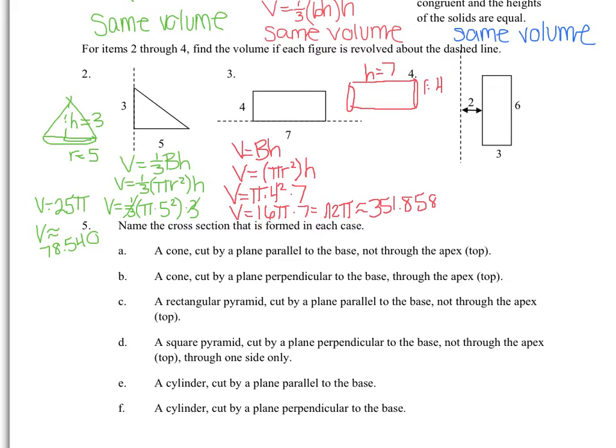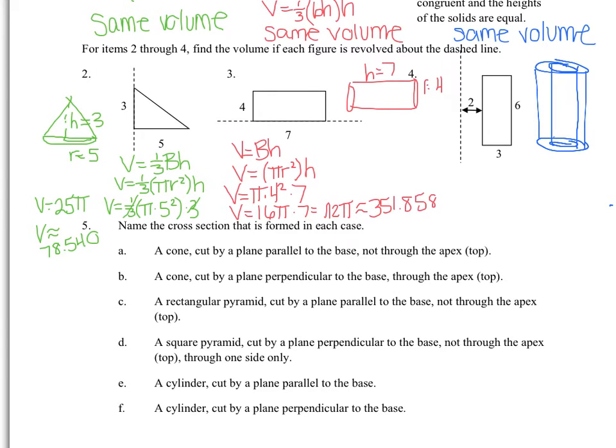Finally, for this last one, we have this dashed line, but our figure is 2 units away from the dashed line. We know that a rectangle will give us a cylinder, but it's going to have a hole in the middle. So we're going to have a cylinder within a cylinder. That is a terrible picture of this. Sorry. Let's try again. It's going to be a big cylinder with a hole in the middle. It's a little bit better.